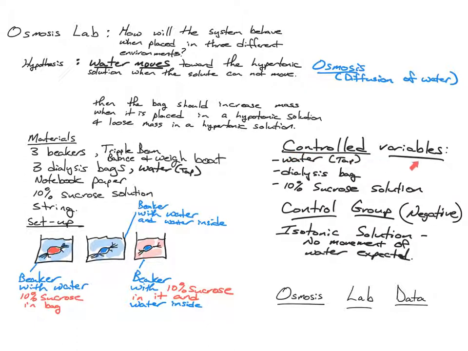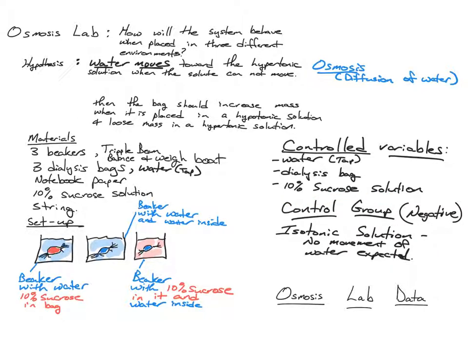All right, controlled variables. What did we control? What did we keep the same? The tap water was the same across the board. Dialysis bags were the same. It was the same roll of dialysis bag, not just the same brand. The 10% sucrose solution was made the same way. All of it was from the same sample.